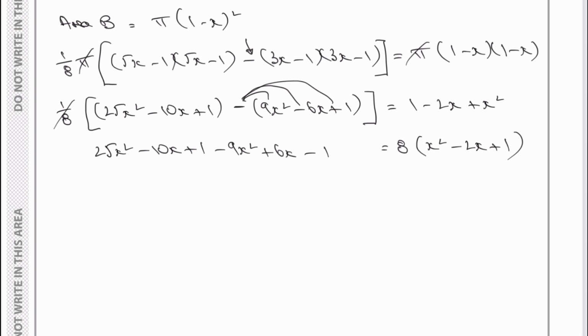And actually, when I tidy everything up on the left hand side here, I'm going to get 16x squared minus 4x. Okay, because I've got 25x squared minus 9x squared, and I've got minus 10x plus 6x, and then I've got plus 1 minus 1, so that's okay. Let's have a look at the right hand side. I'm going to get 8x squared minus 16x plus 8. And then really it's just a case of making everything equal to 0, factorising and solving for x.